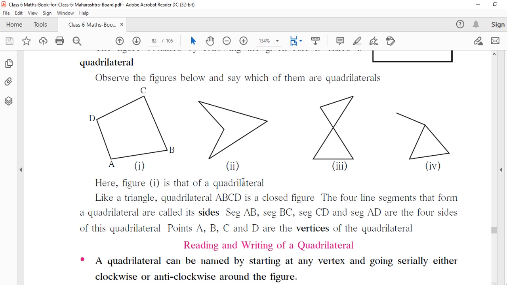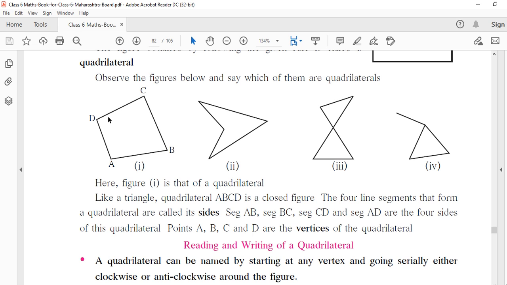Now observe these four figures, and we have to identify which one is similar to the quadrilateral we have seen above. The four sides should be like this. So the second one is definitely not a quadrilateral, it is nowhere close to a quadrilateral.